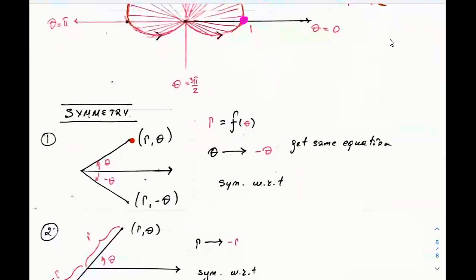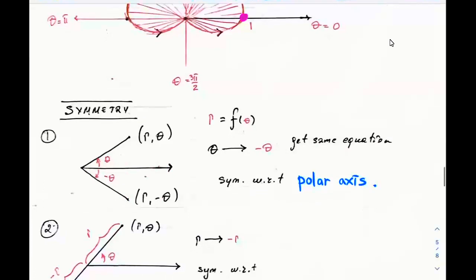Suppose you have a point here, r comma theta, and the other point r comma negative theta is also on the curve. So if you replace theta by negative theta, both of them are on the curve, so both of them satisfy the equation. If you replace theta by negative theta, you get the same equation. Then what kind of symmetry are you going to get? Symmetry with respect to what? Yeah, polar axis. Wow, you catch on very fast. Someone said x-axis, but since we talk about polar, we call that the polar axis. Very good.